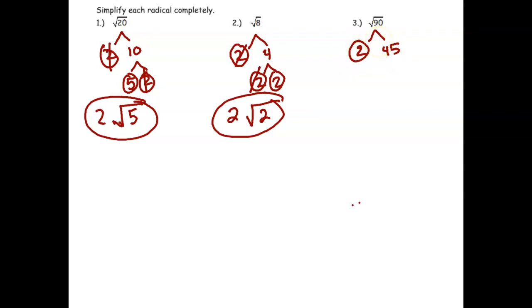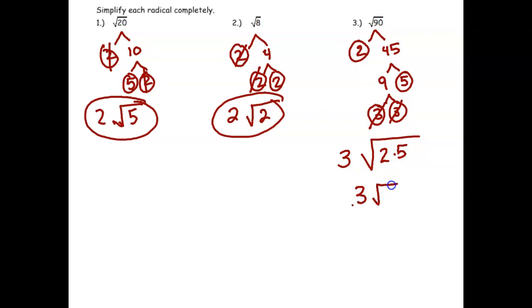You could have started with 9 and 10. You'd end up with the same prime factors at the end. 9 times 5, and then I've got 3 times 3. Looking at my pairs, I've got a pair of 3s. I'm going to pull those outside the radicand, and what's left over is 2 times 5. So I'm going to end up with 3 radical 10. You just multiply the 2 at the end.